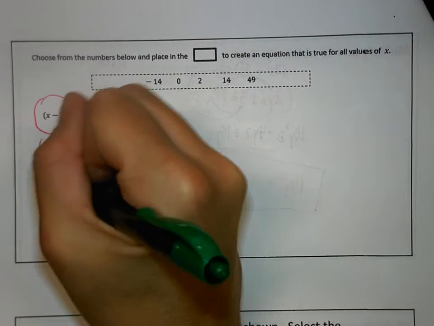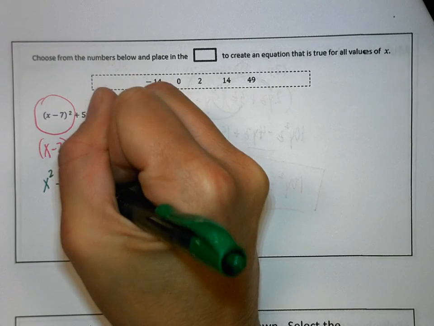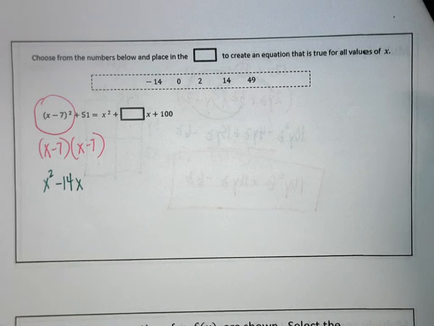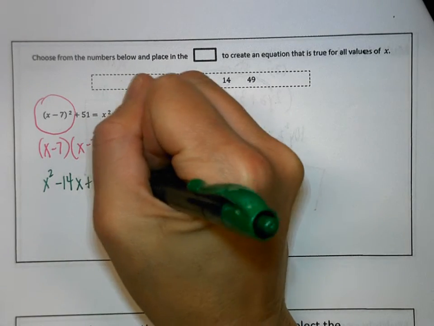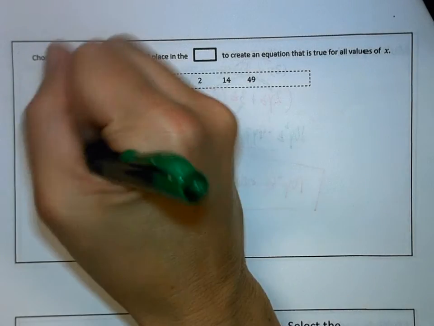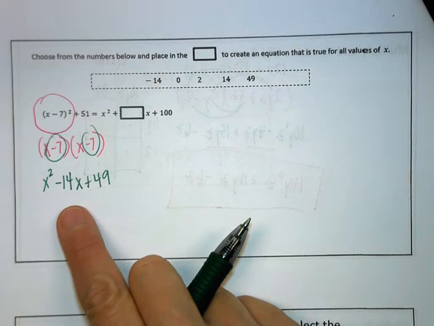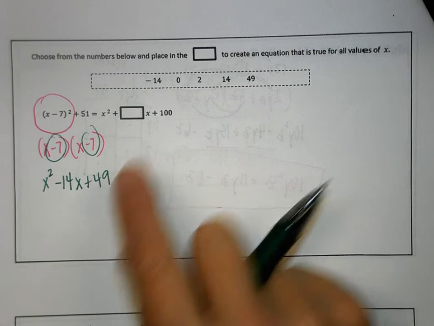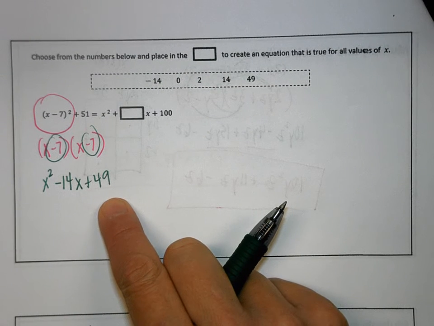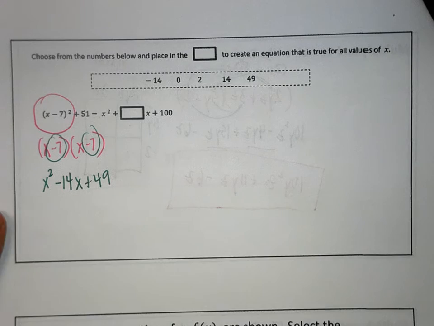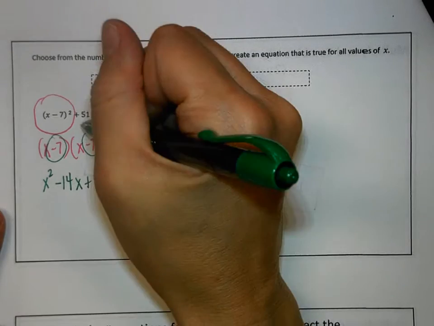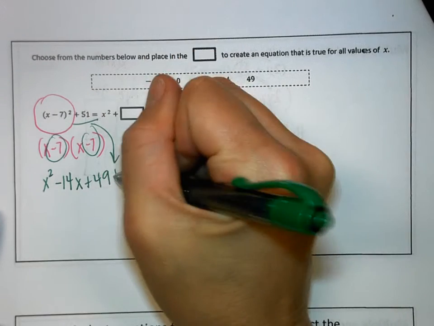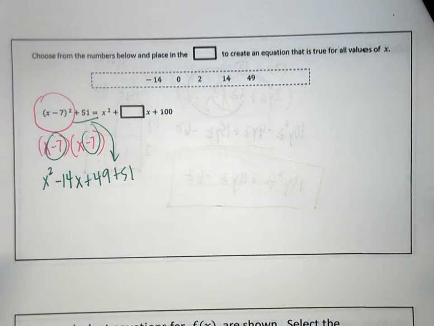X squared minus 14x plus 49. So remember that these two numbers add to make your middle term, and they multiply to make your end term. And that would be your shortcut if you wanted to, or you can just distribute and find your like terms or combine like terms. And then I saw plus 51. What is 51 plus 49?